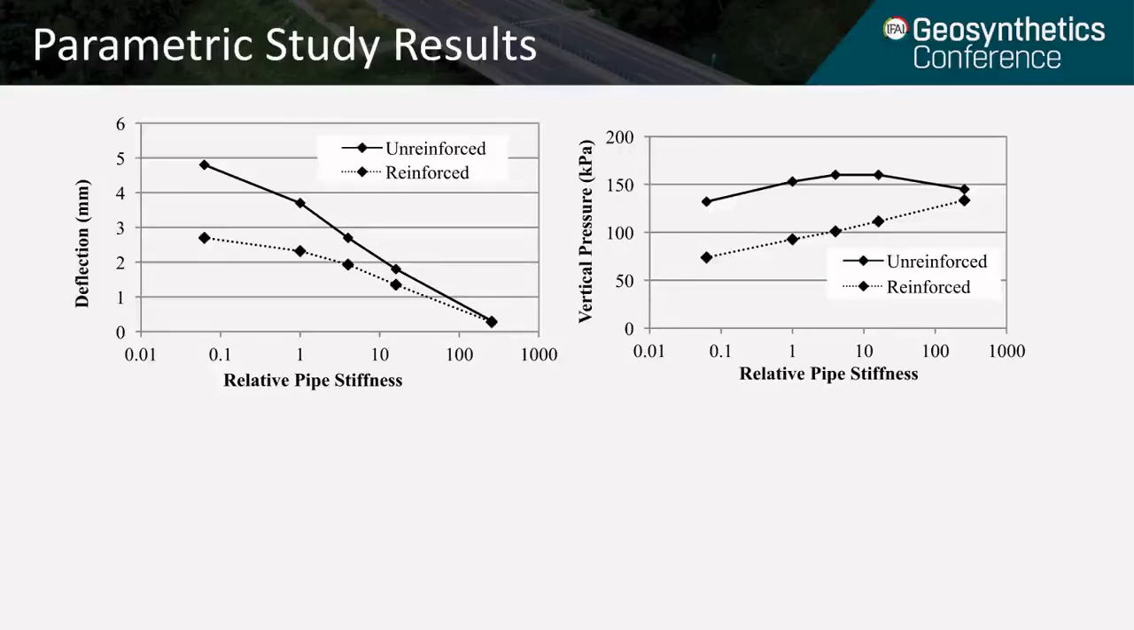Now, remembering this is relative stiffness, so the pipe that we use, a pipe stiffness of approximately 300 kilopascal, has a factor of 1 in these diagrams. So as we get to near a factor of 10 or a pipe stiffness of 3000 kPa, the inclusion of a GeoGrid layer does not help with the pipe deflection, and the vertical pressure benefit decreases rapidly.